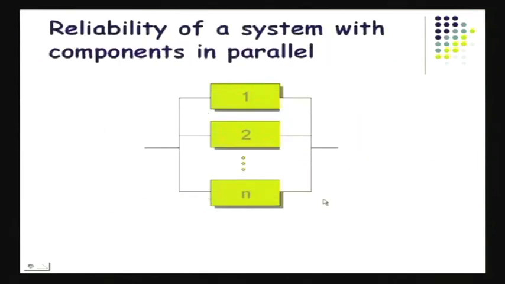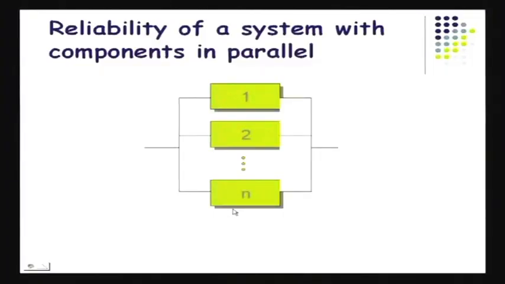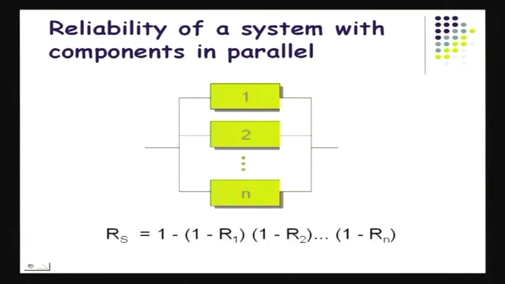The picture is slightly different when you've got things in parallel. Then, of course, if they're in parallel, any one of the components surviving would actually mean that you've got a reliable system. And there, of course, the failure would take place if all of them fail. Therefore, the chance that the system will fail is the first one fails and the second one fails and the third one fails and so on. So here it's going to be a slightly different formula.